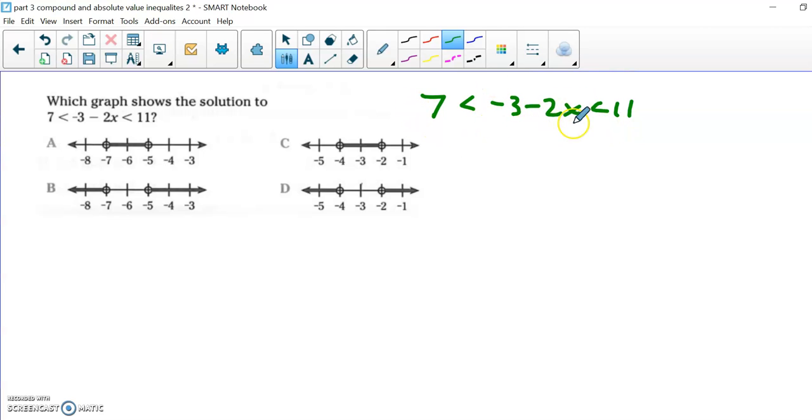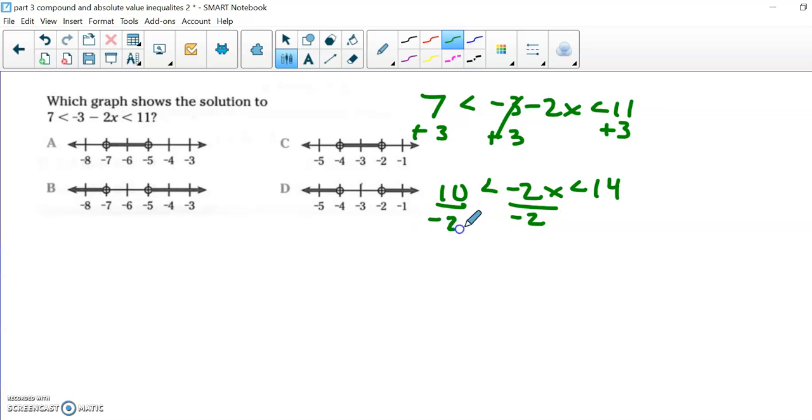So we want to isolate our x. First let's get rid of that minus 3. So we're going to add 3 to it. That means we've got to do it to the left and we've got to do it to the right. So I'm going to add 3 here and I'm going to add 3 here. That gives me 10 is less than negative 2x is less than 14. Now we've got to get rid of that negative 2, so we're going to divide everything by negative 2.